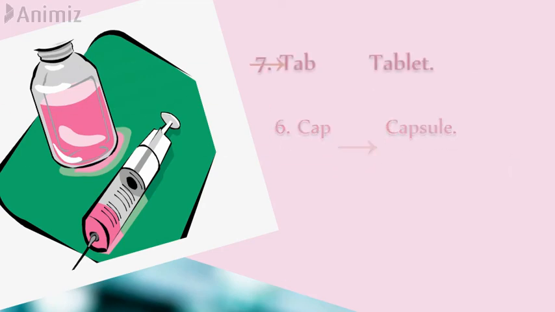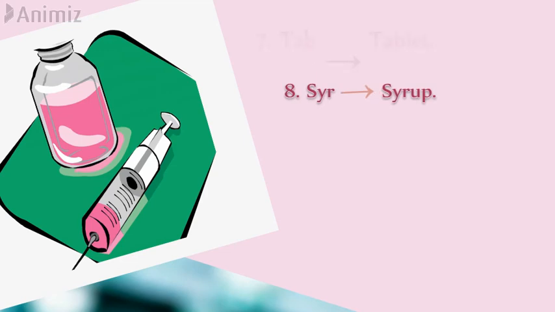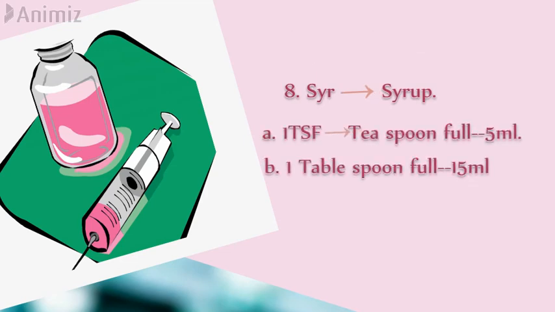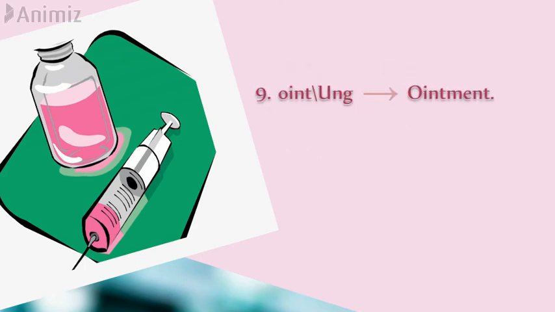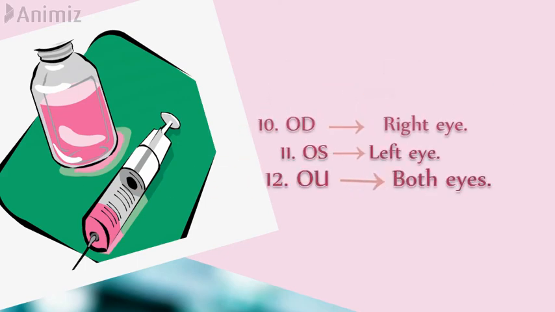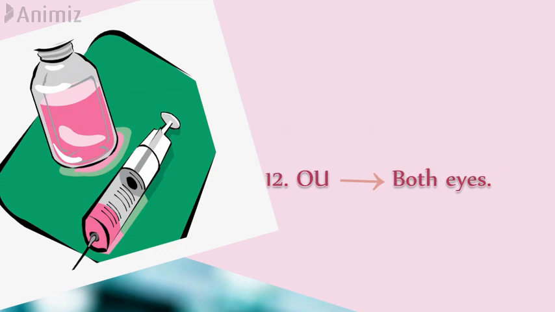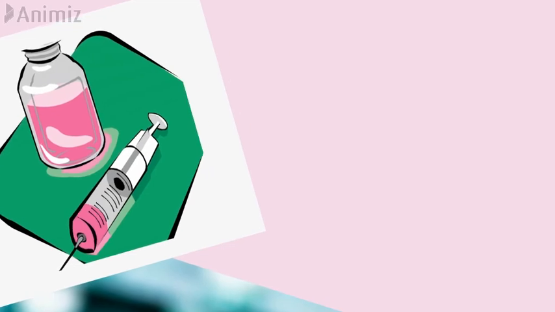CAP means capsule form. TAB means tablet form. SIR means syrup form, which can be told in two forms, that is 1 teaspoonful, that is 5 ml, and 1 tablespoonful, that is 15 ml. Oint or UNG means ointment form. OD is to the right eye. OS means left eye. OU means both eyes. Usually the ophthalmologist will use these terms in prescription notes.